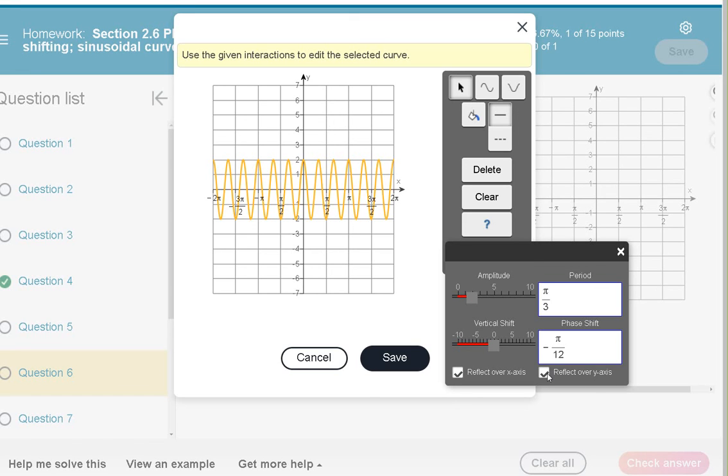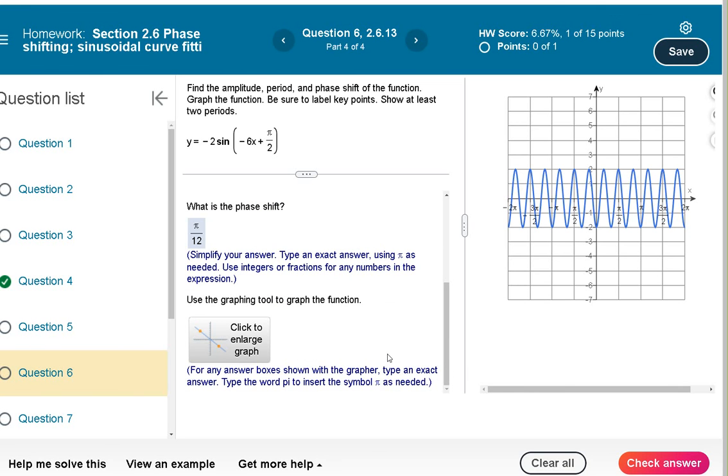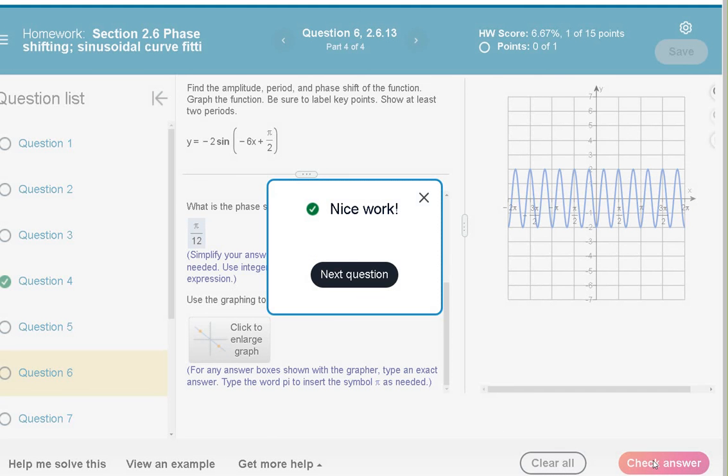So, all right, that's going to create a negative phase shift. I don't think I want it then. Let's see. Yeah, they put in a negative there. I didn't want that there. So let's see how we did. Check the answer. Bam. Nice work.